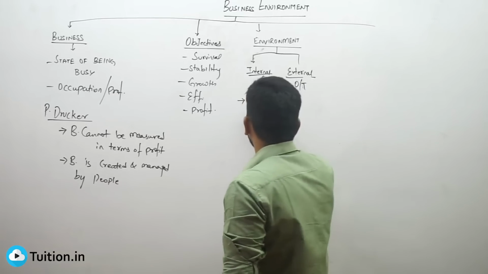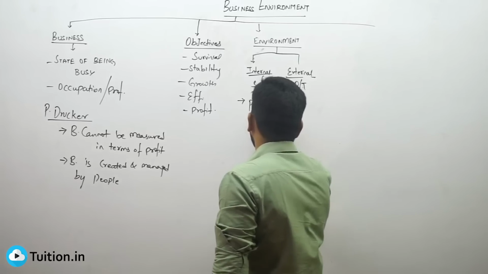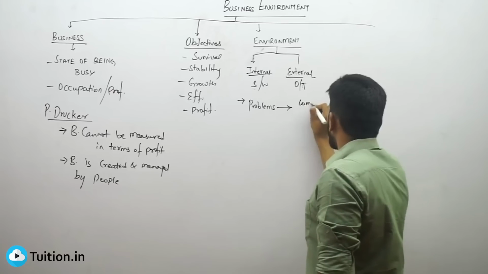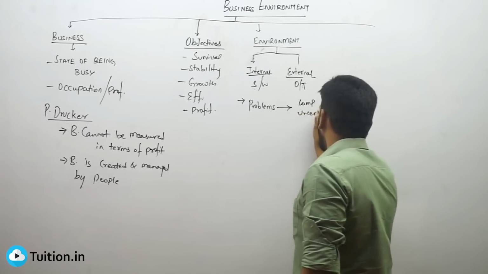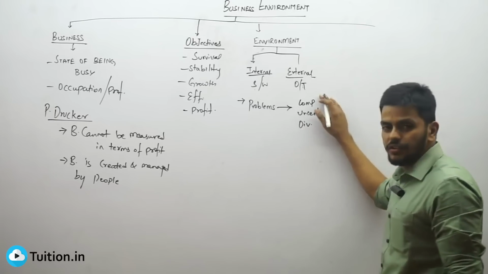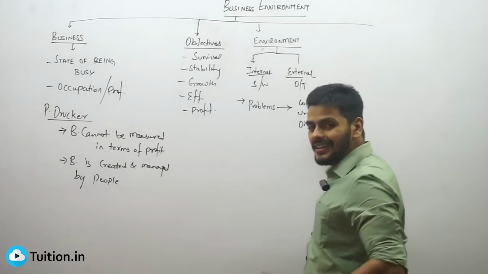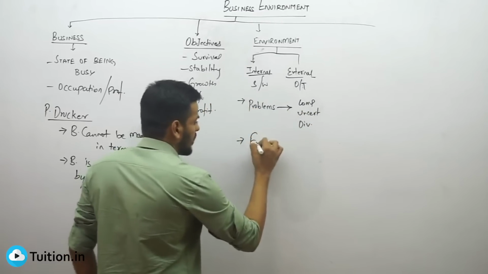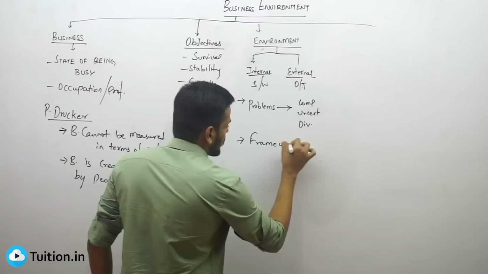Then we have a topic which is talking about problems in understanding the environment, right? 3 problems, guys: complexity, uncertainty, and diversity. Diversity means too many number of factors. Complexity is just difficult to understand, and uncertainty means it keeps changing. To overcome these 3 problems, there's a framework. You can go through the framework.